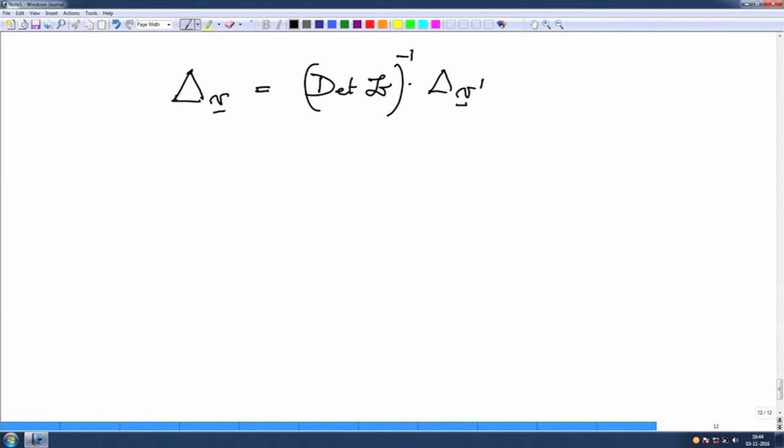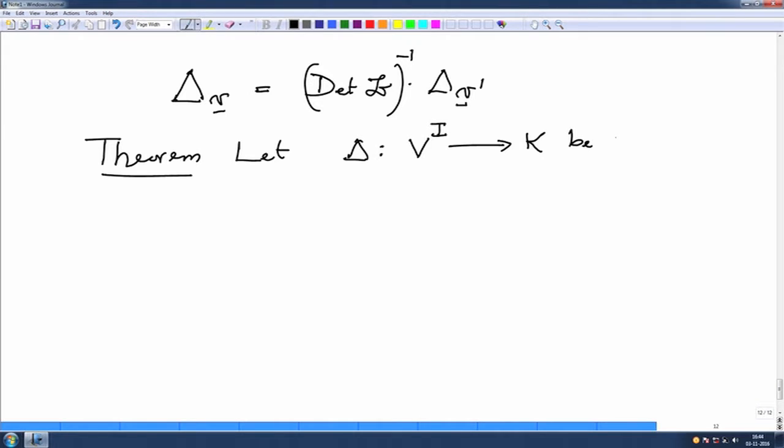So I want to specifically note this in the form of a theorem, which is very often used. In fact, many people take this as a definition, which is not very correct. So let delta be an arbitrary alternating form on V, or arbitrary determinant function.